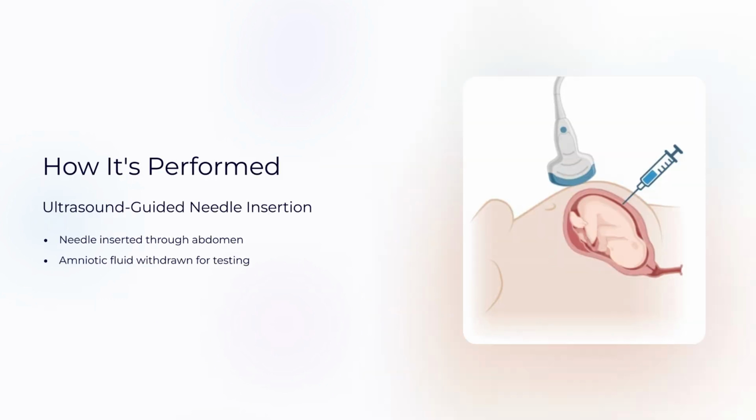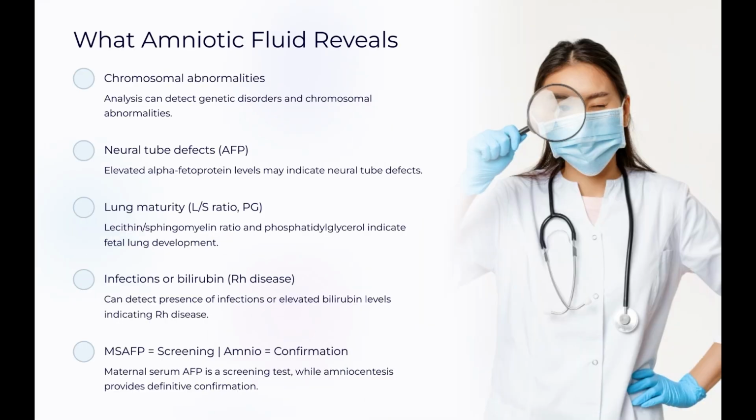Using ultrasound for guidance, the provider inserts a needle through the abdominal wall and into the uterus, withdrawing a small sample of amniotic fluid. The fluid contains fetal cells and substances used for testing. Amniocentesis can detect conditions like Down syndrome, spina bifida, and fetal infections. It also helps determine lung maturity by measuring substances like the lecithin/sphingomyelin ratio or presence of phosphatidylglycerol.